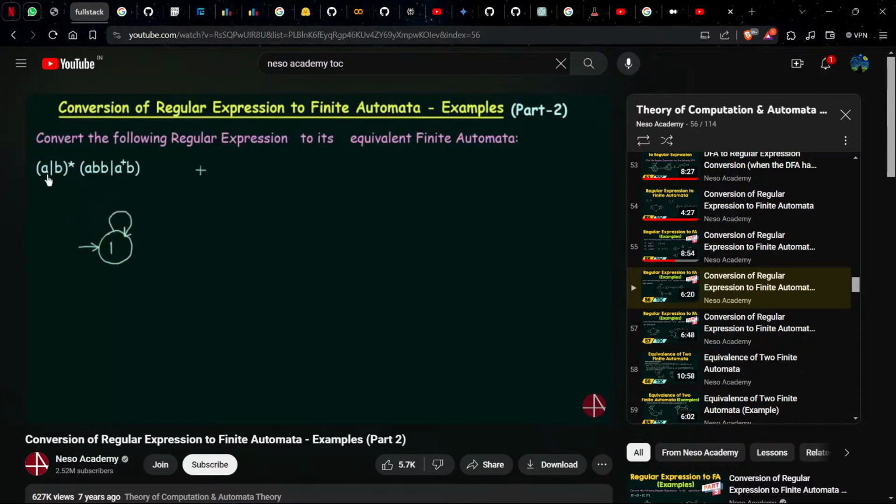on either A or B, it will go to this state 1 itself. Okay, so now we have completed the (A or B) closure part. Now let's come to this part. Now if you see here, after the closure, it is followed by A, B, B, or A plus B.